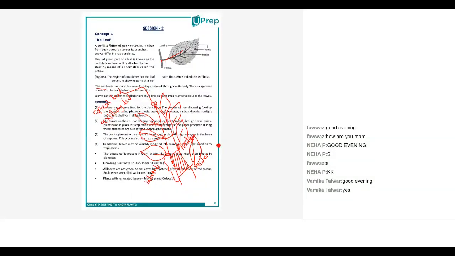Correct? An apical bud is a bud that is coming from the end of a branch, right? From the tip of the branch or the tip of the stem. That is an apical bud.